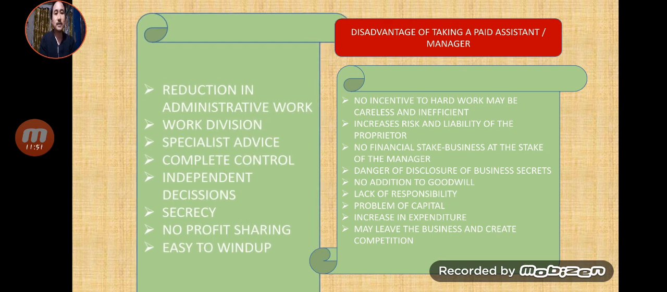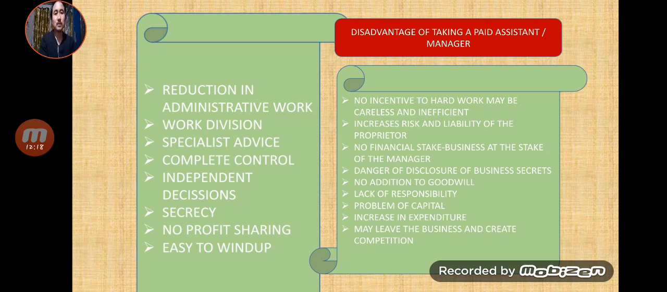Now let us see these points. These are the advantages. By hiring a manager, obviously there will be a reduction in the administrative work, work division, special advice, complete control. These are the points which I have highlighted. But you can see that by taking a manager, the sole proprietor can still have control over the business, and he can still have the secrecy.